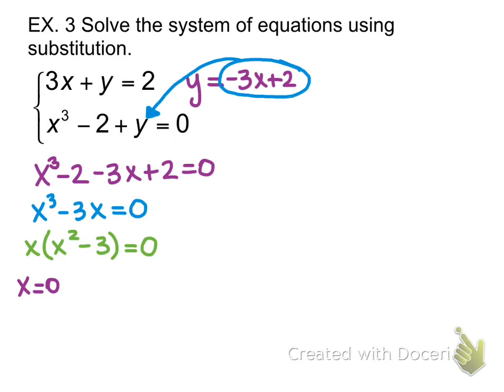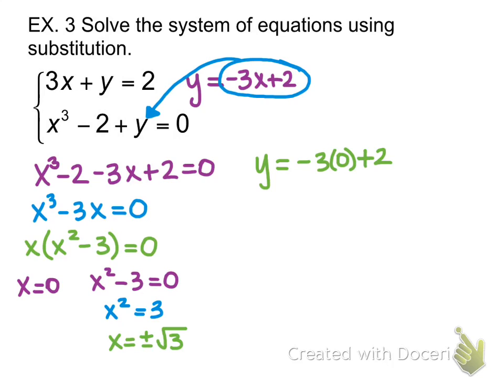So the first one is just x equals 0. The second one, x squared minus 3 equals 0. I'm going to add 3 to both sides, and then I'm going to take the square root. Remember, when you take the square root, it should be the positive and negative square root of 3. Well, now I have 3 values of x that I need to plug back in and find 3 values of y. So let's start with 0.